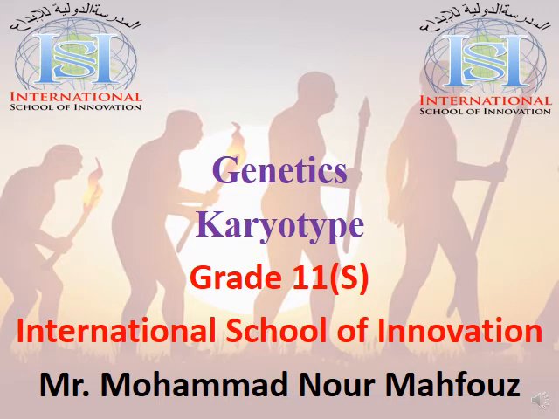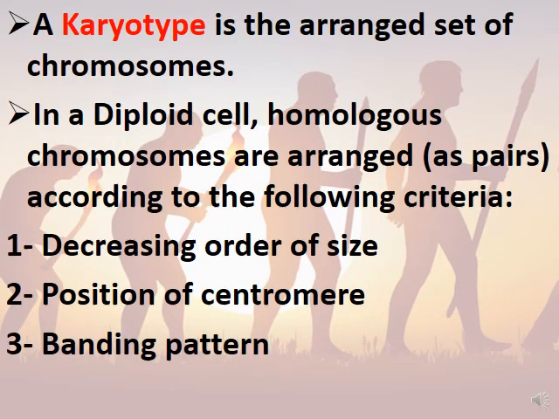Hello, grade 11 students. In this video, we're going to talk about the karyotype. What is the karyotype? A karyotype is the arranged set of the chromosomes. So, an arranged set of chromosomes from now on is called a karyotype.